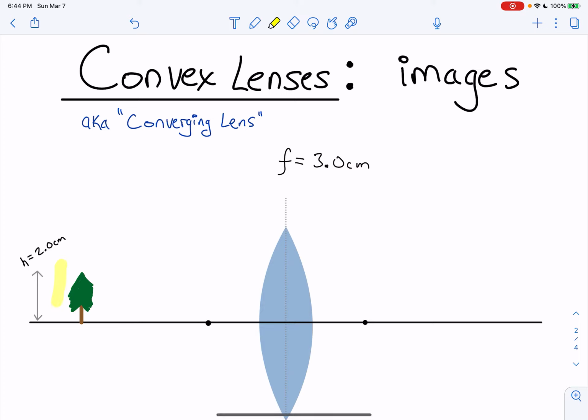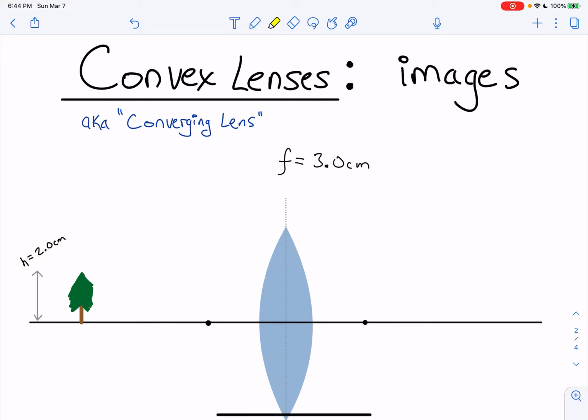So I've drawn out a very small tree to be our example object. Now the tree is useful because it's not symmetric in the y direction. So if the orientation of the image changes, we'll note that clearly. And I've also noted that it is 2 centimeters high.